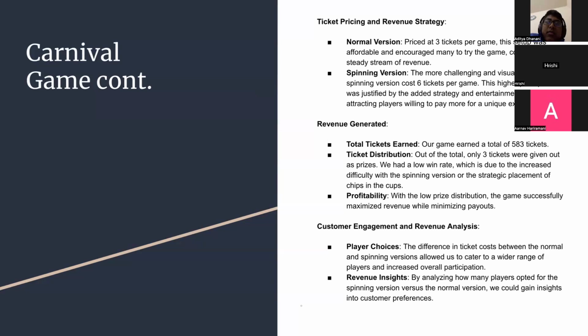In consumer engagement and revenue analysis, the difference in ticket costs between the normal and spinning versions allowed us to cater to a wider range of players and increased overall participation. And by analyzing how many players opted for the spinning version versus the normal version, we could gain insights into customer preferences.